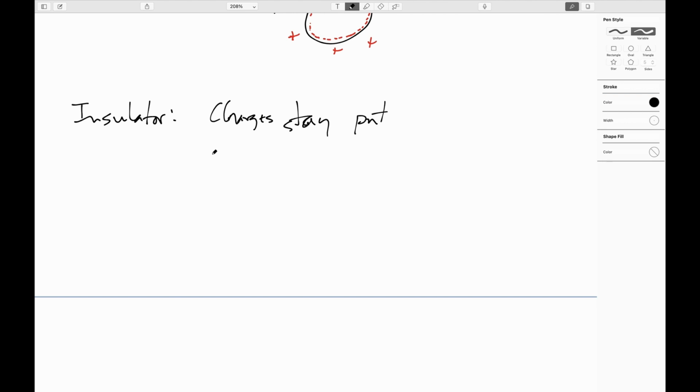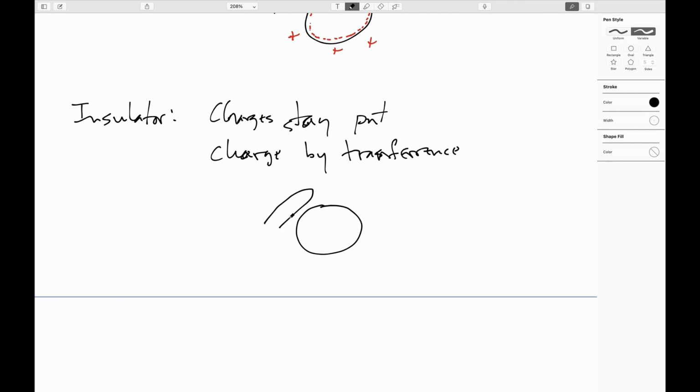And if they do move from one thing to another, we say that you charge not by conduction, but by transference. So let's say you have a rubber ball here, something like that, and you bring a negatively charged rod to it. What will happen when you touch it is you'll just take a few of the electrons off of the rod and just leave negative charges right where you touched it. And those charges won't move around anywhere else.